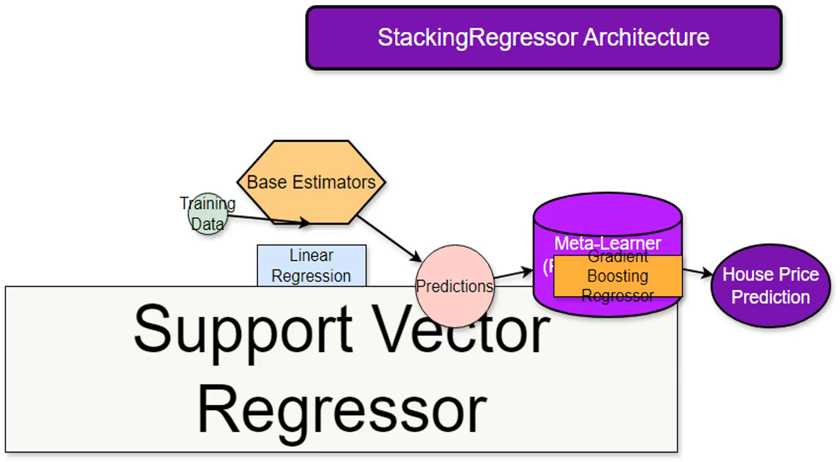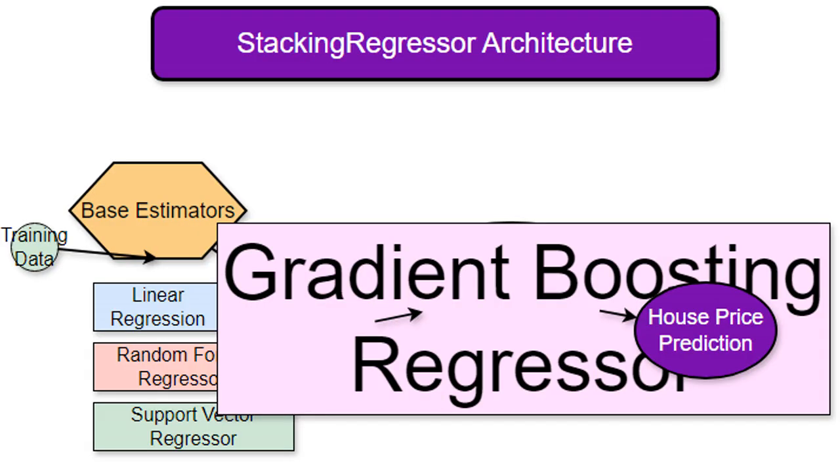Random forests are known for their accuracy and ability to handle many features. This is also a base estimator. Support vector regression uses support vectors to find the best fit line for your data. It's particularly effective in high-dimensional spaces. This is your final estimator, also known as the meta-learner. It's trained on the predictions of the base estimators, linear regression, random forest, and support vector regression. It combines their strengths, hopefully improving overall accuracy. Think of it as a student learning from multiple teachers.